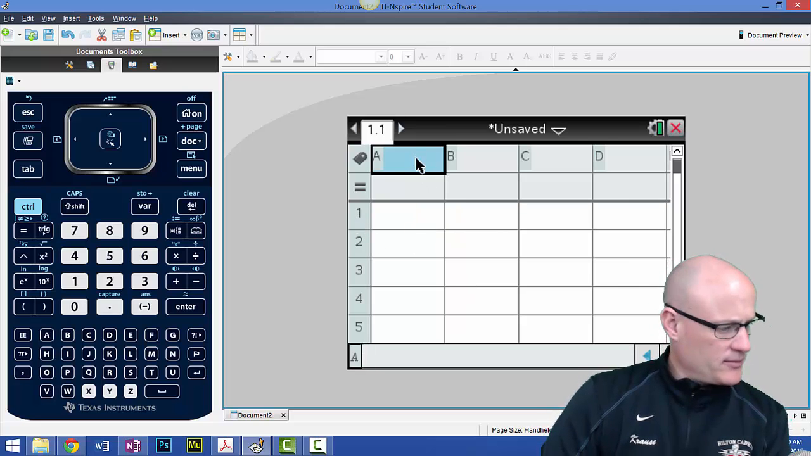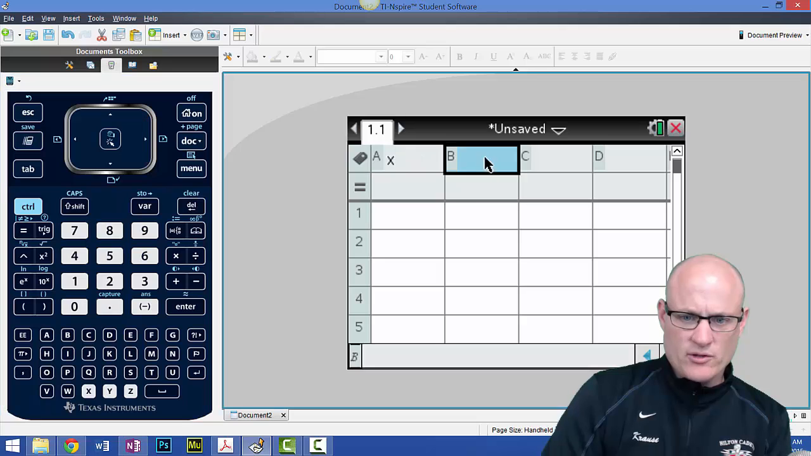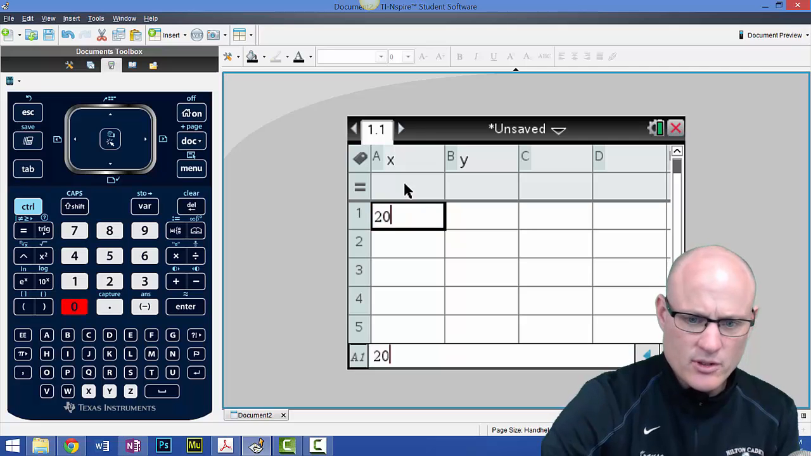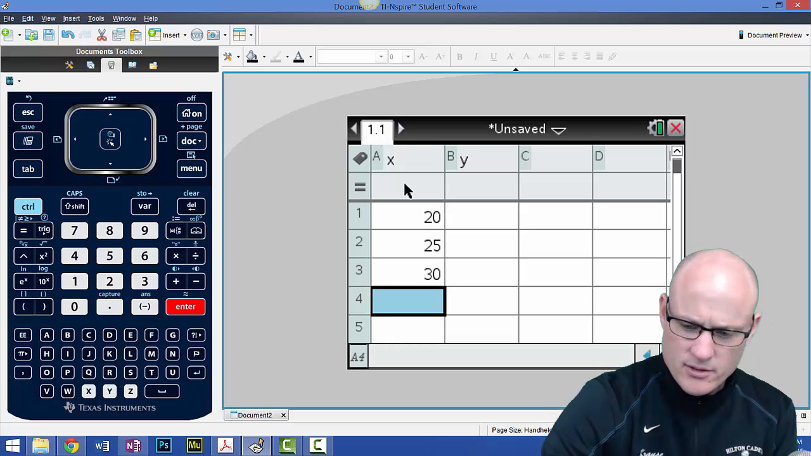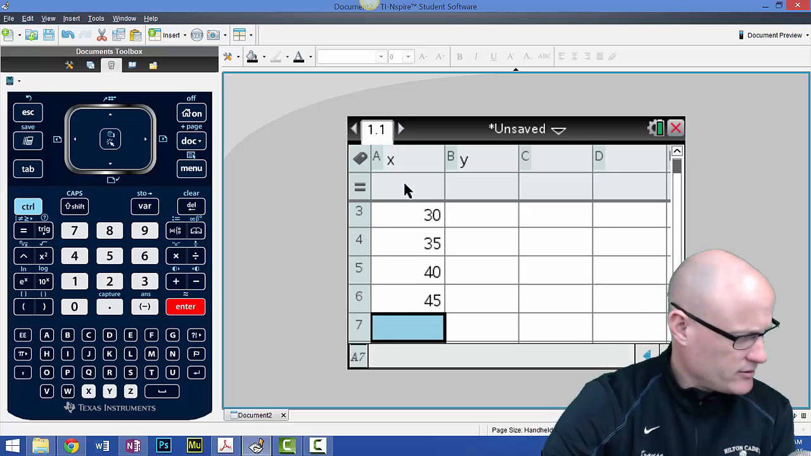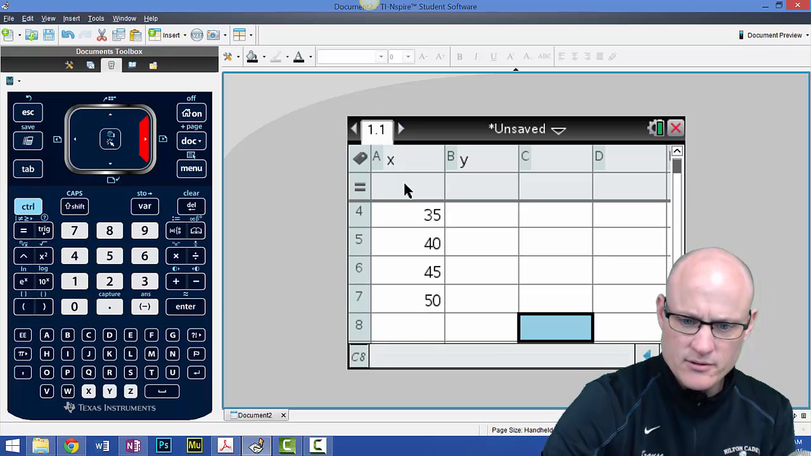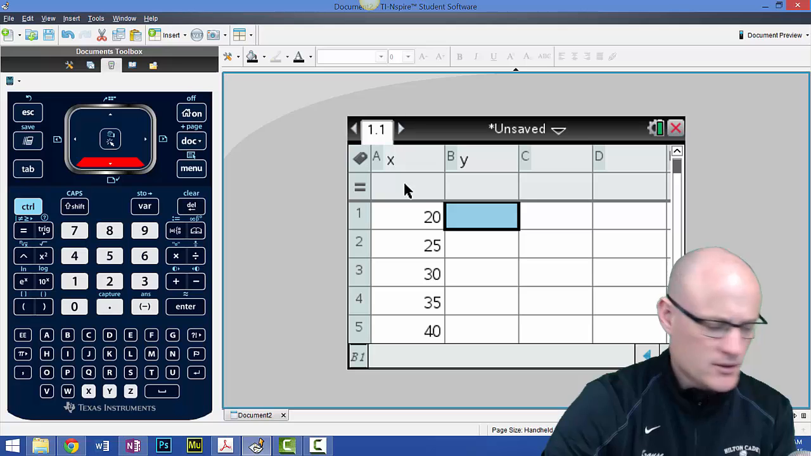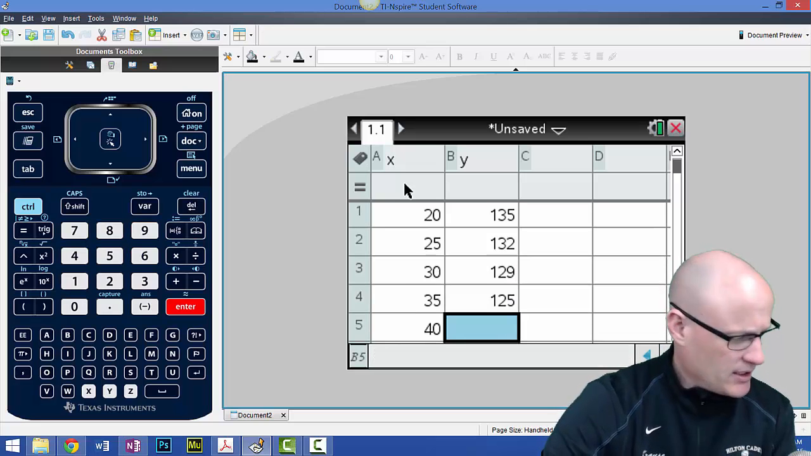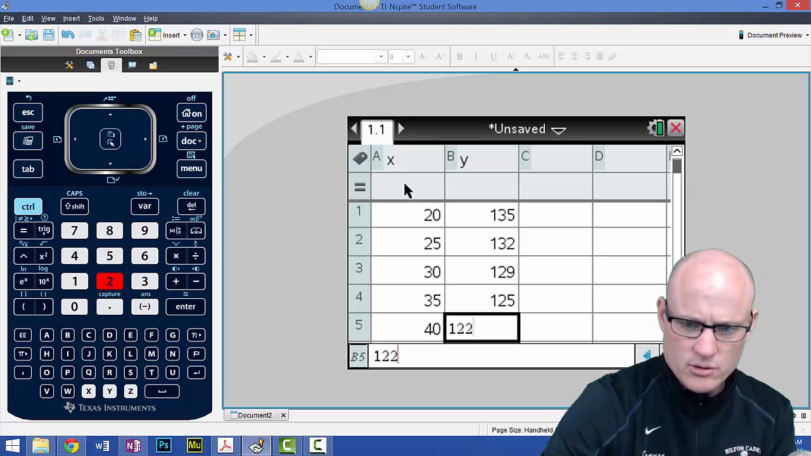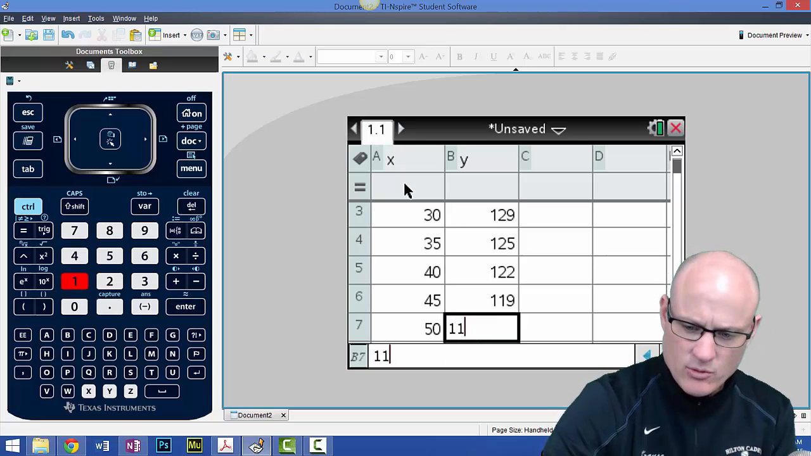So we got this, what is this x, and we'll call this y. And let me just start typing these. 20, 25, 30, 35, 40, 45, and 50. And 135, 132, 129, 125, 122, 119, and 115.